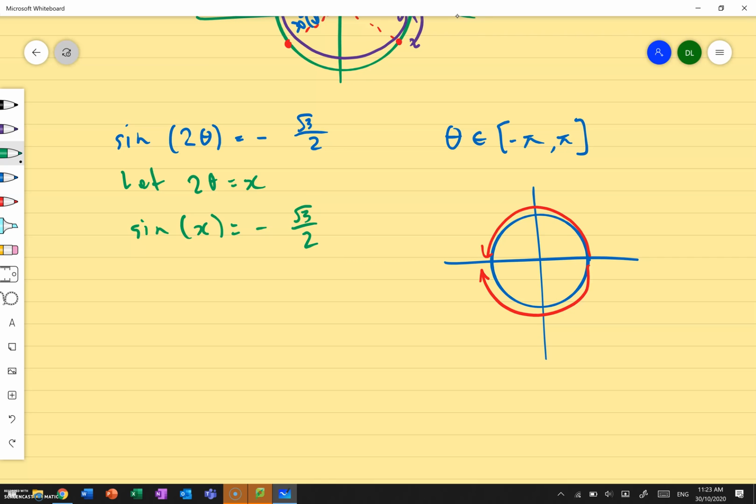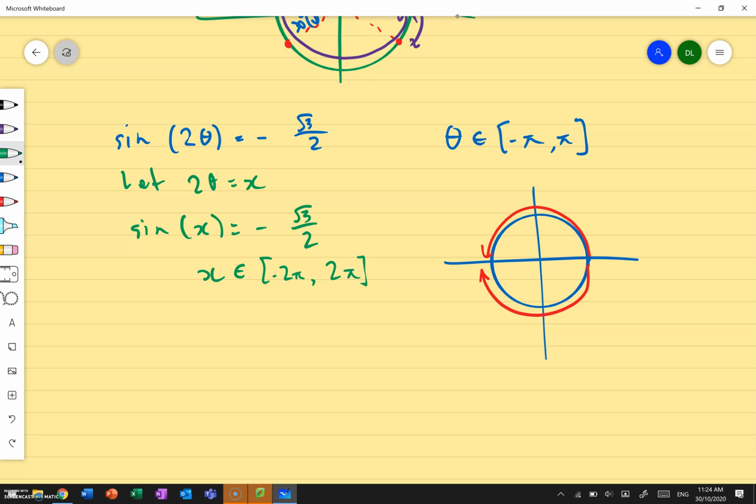So x is an element of twice negative pi, which is negative 2 pi, and it goes to 2 pi. Are we okay with that? And they're both square brackets. I just don't know how to draw straight lines. Okay, from that, let's continue. So I know that sine x equals negative root 3 on 2.